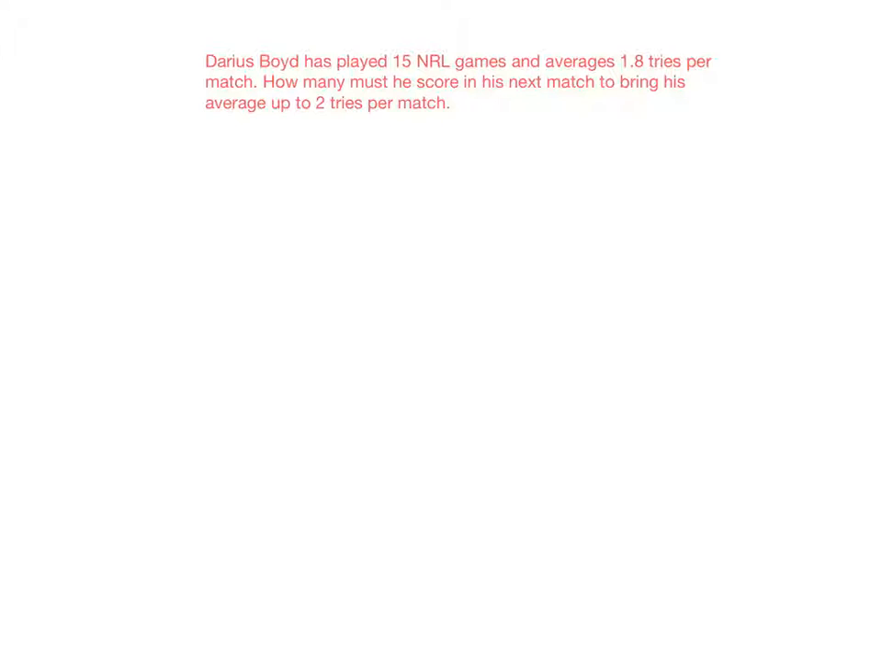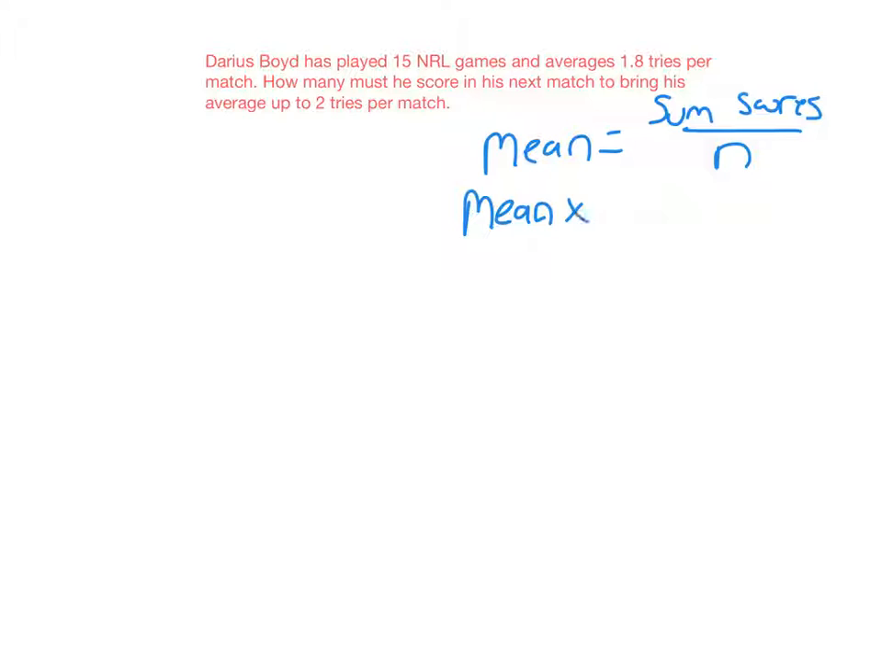Okay, so we know that the mean, or the average, is the sum of scores divided by n, which is the total number of scores, right? So if you know the mean and you know how many scores there were, we can just rearrange this. So the mean times n equals the sum of scores. So we can figure out how many tries he scored, and then we can figure out how many tries he needs to have scored so that his average is 2.